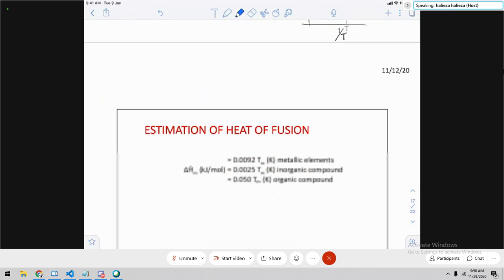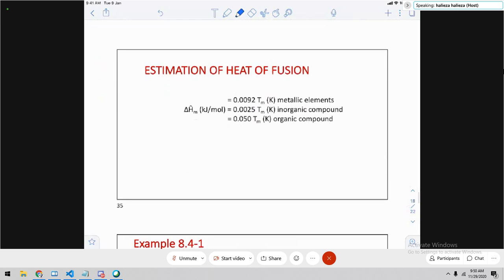And lastly, before we end for today, you can also estimate the heat of fusion. The heat of fusion is the heat of melting. So this is the equation that you can use. You have three equations: if you have a metallic element, an inorganic compound, or an organic compound. Very straightforward calculation. I'm sure there are more in other references, but in your textbook, only three equations are given for estimating the heat of fusion or heat of melting. Okay, guys?